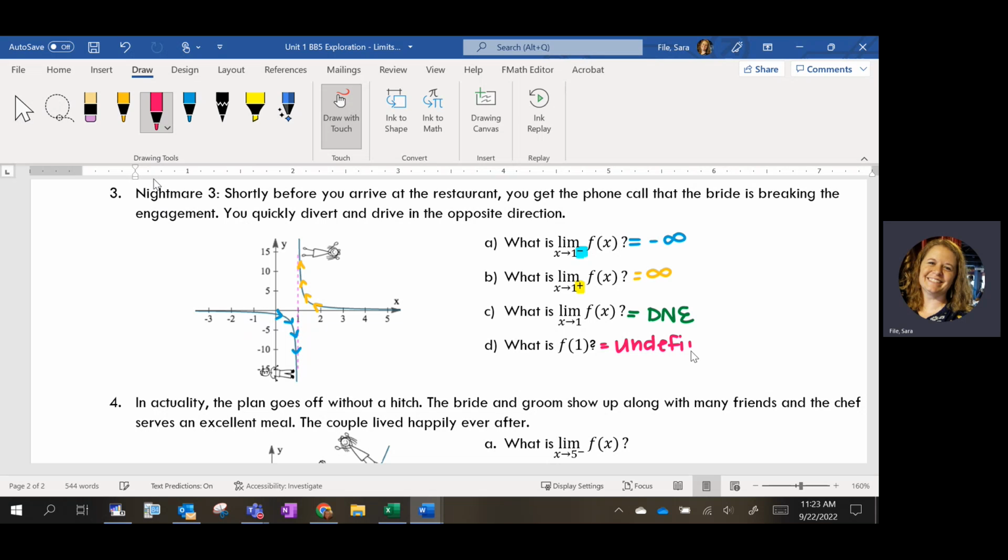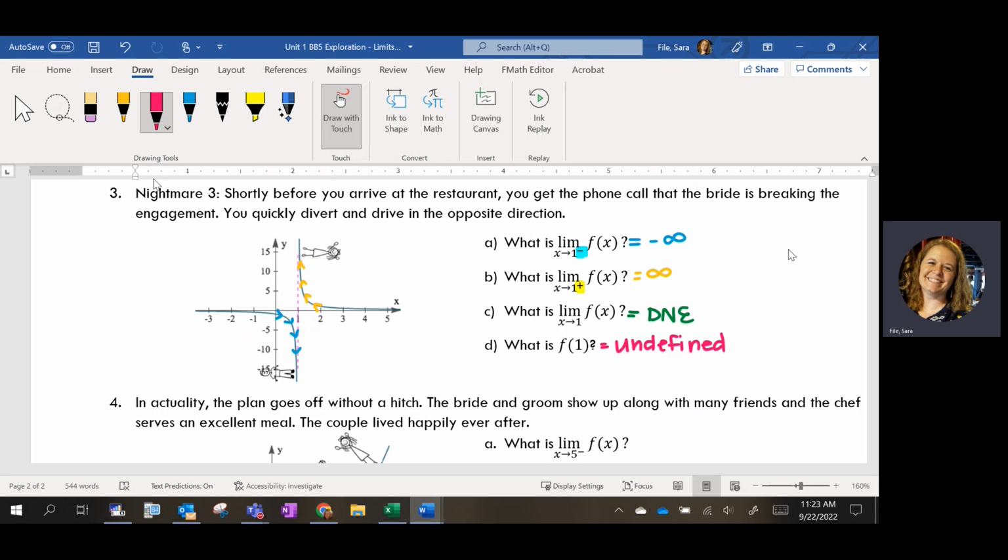Okay, I have people asking, when do I use undefined? When do I say does not exist? If we're evaluating, we're going to say undefined. If we're talking about the limit, we're going to say does not exist. Okay, so that's how we're going to distinguish between those two.